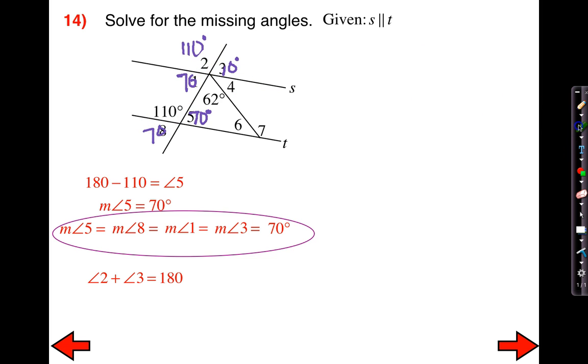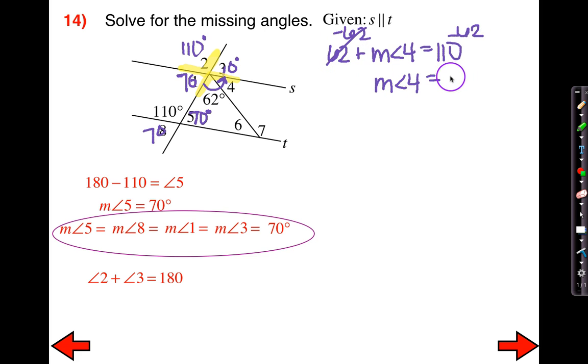I know that this angle here is vertical angles to 110 degrees, which means these two angles together should add up to 110. So I'm going to go ahead and say 62 plus the measure of angle 4 is 110. So we're just going to subtract 62 from both sides to solve for the measure of angle 4, which is going to give me 48 degrees.